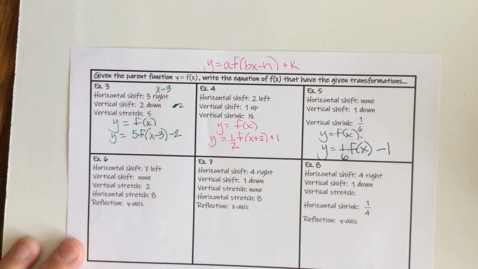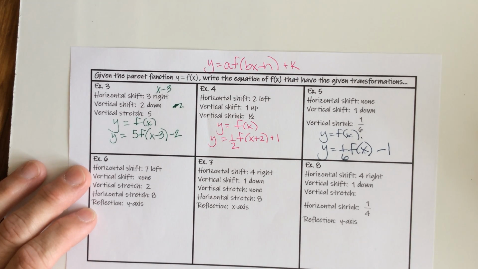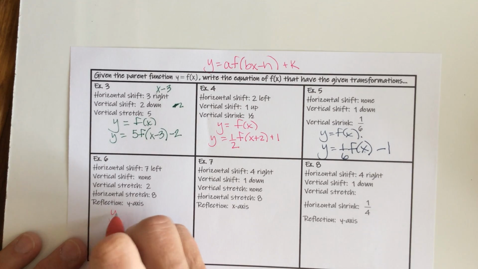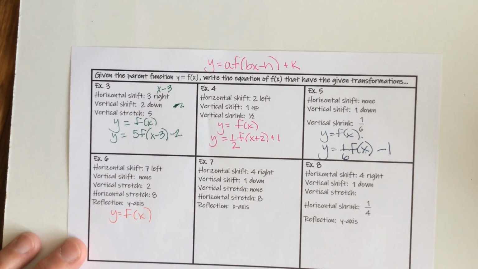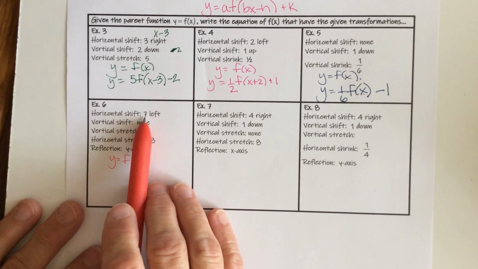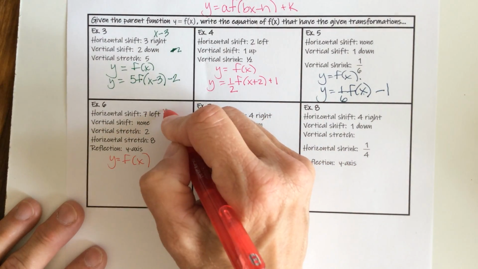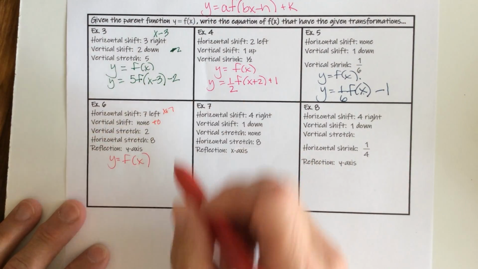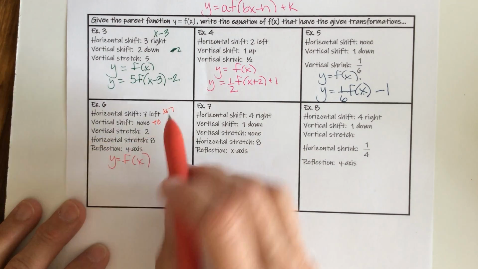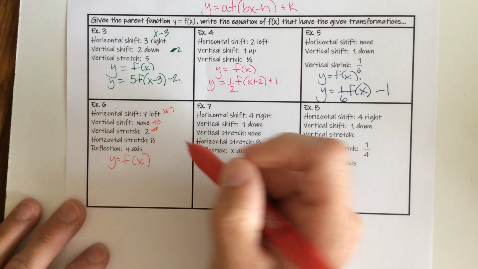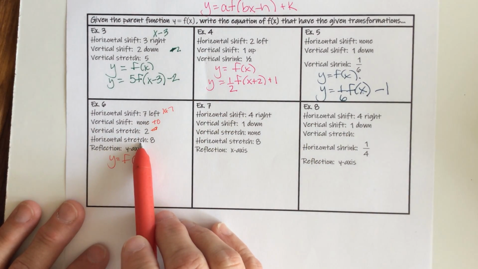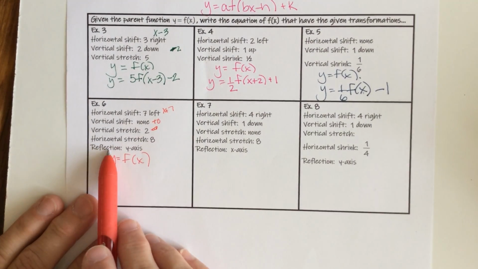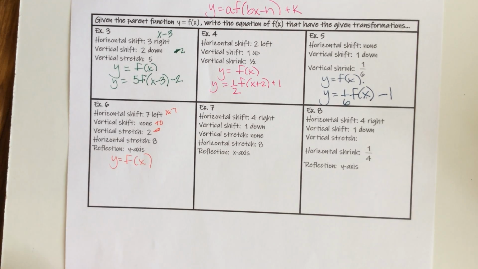Okay, so now we have example 6, starting again with y equals f of x. Horizontal shift 7 to the left, so that's x plus 7. No vertical shift, a vertical stretch of 2, and a horizontal stretch of 8. And here's where we have to be careful. We also have a reflection about the y-axis.